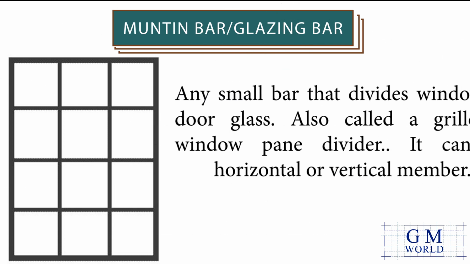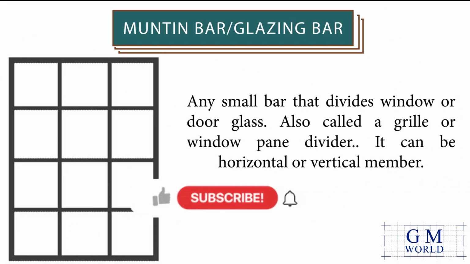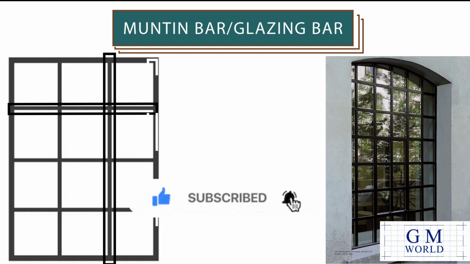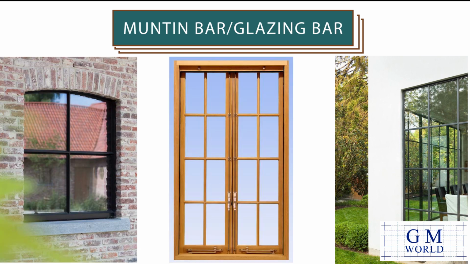Mouton bar or glazing bar is a bar which is generally in the central part of the window and that divides the window or door glass. They are also sometimes called grills. As you see in the picture, we have highlighted this. So they kind of form a grid or a pattern, and the smaller parts of glass or a fiber sheet or whatever covering that you want to use are installed into this form of a grid.